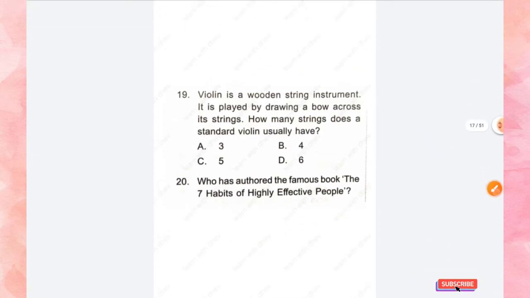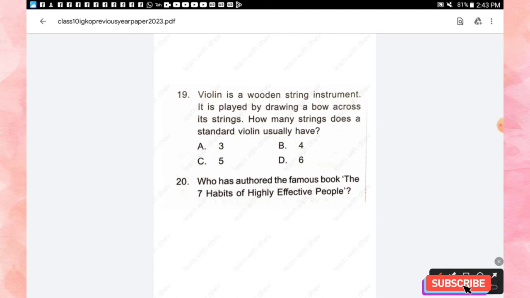Question number 19. Violin is a wooden string instrument. It is played by drawing a bow across its strings. How many strings does a standard violin usually have? 3, 4, 5, 6. The right answer is option B, 4 strings.